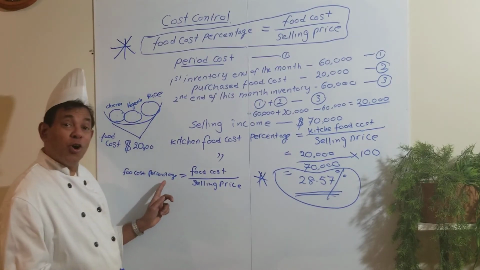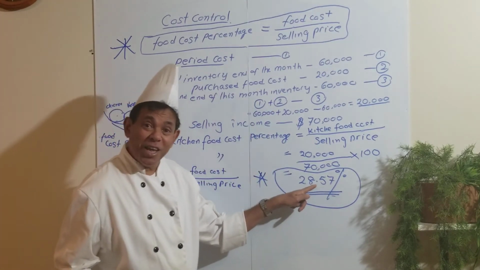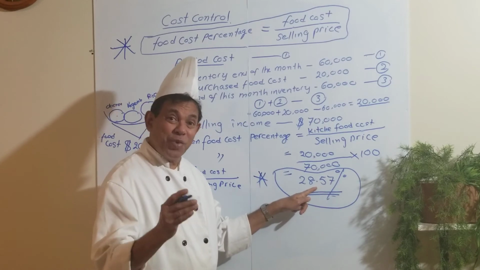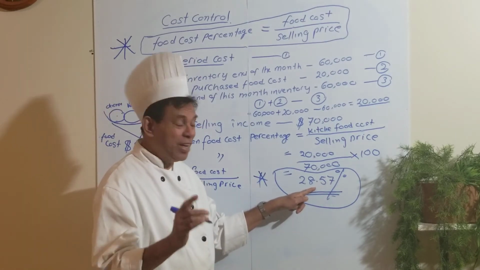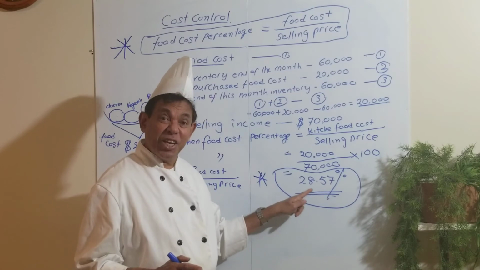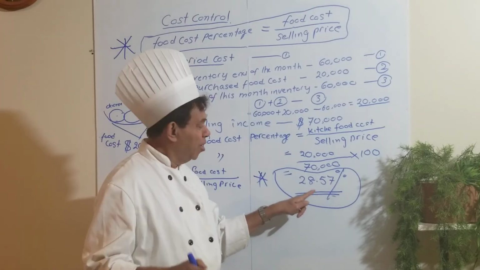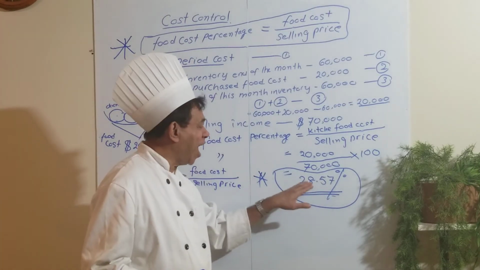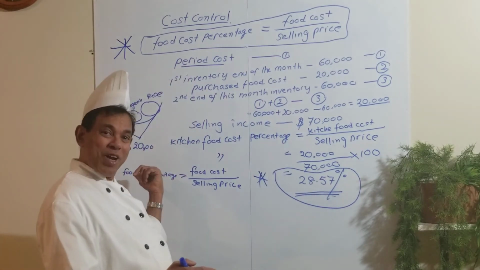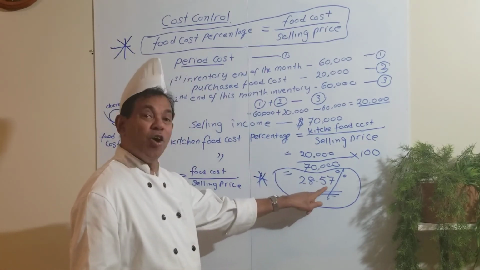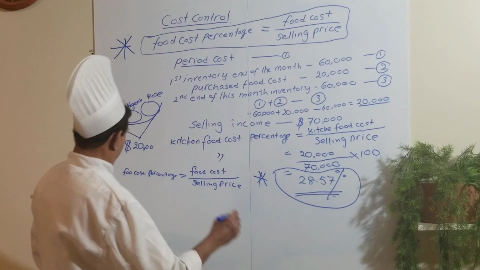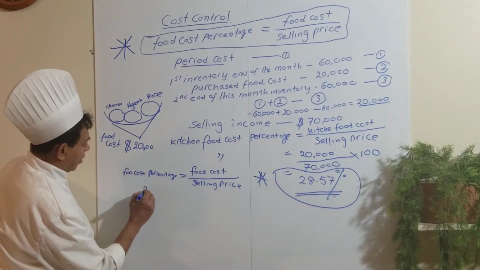This is the food cost percentage I calculated for a certain period, a constant figure. This is the one in the kitchen for that particular period. I have to keep this one for this calculation now: 28.57.